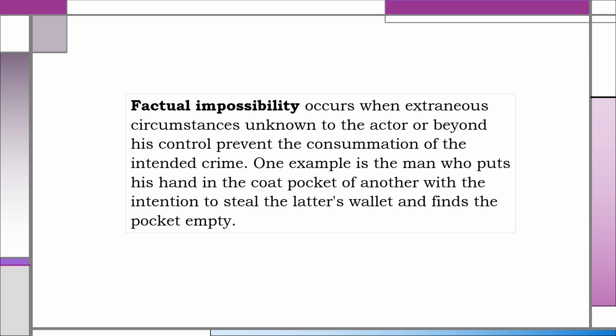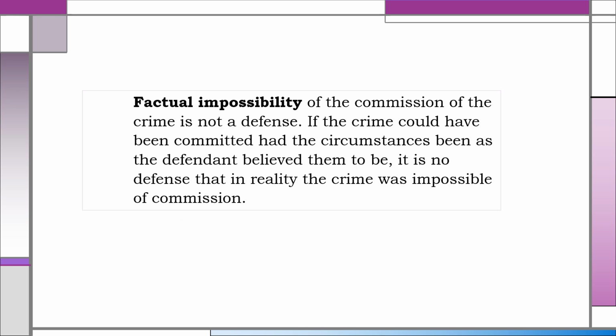Factual impossibility occurs when extraneous circumstances unknown to the actor or beyond his control prevent the consummation of the intended crime. One example is the man who puts his hand in the coat pocket of another with the intention to steal the latter's wallet and finds the pocket empty. Factual impossibility of the commission of the crime is not a defense. If the crime could have been committed had the circumstances been as the defendant believed them to be, it is no defense that in reality the crime was impossible of commission.